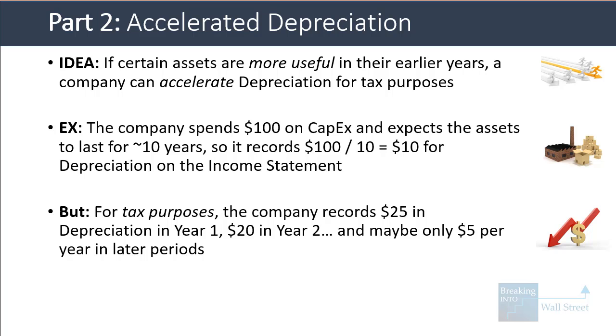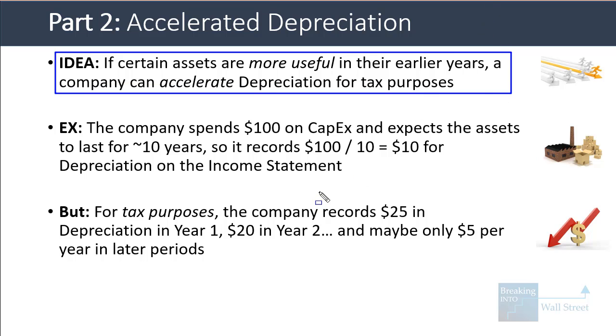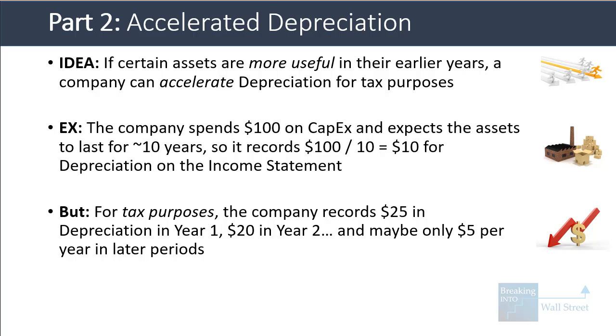For tax purposes, though, the company might be able to record something like $25 in depreciation in year one and $20 in year two. And maybe eventually they get to the point where in the last few years, they're only recording $5 per year, which is less than the book depreciation here. And the reason this happens is because, again, they will try to claim that a certain asset might be more useful in earlier years, and so it should be depreciated more quickly in year one, year two, year three, and so on, than it should be in year 8 or year 9 or year 10.